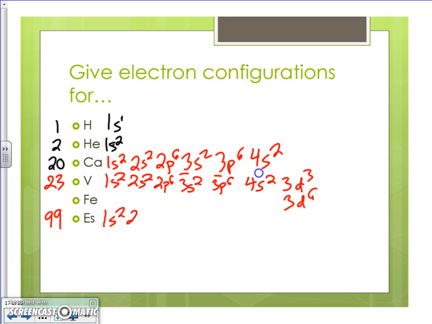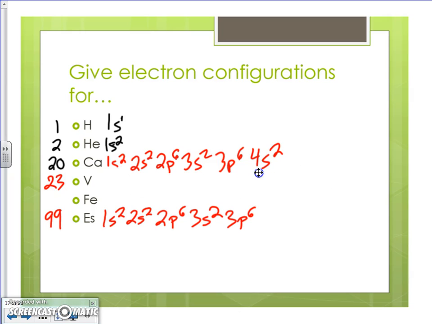So 1s2, 2s2, 2p6, 3s2, 3p6. I'm going to erase this, get out of my way here. After 3p6, we fill the 4s2 first, then we fill the 3d10. After the 3d10, we come back and fill the 4p6. Okay, still not there.